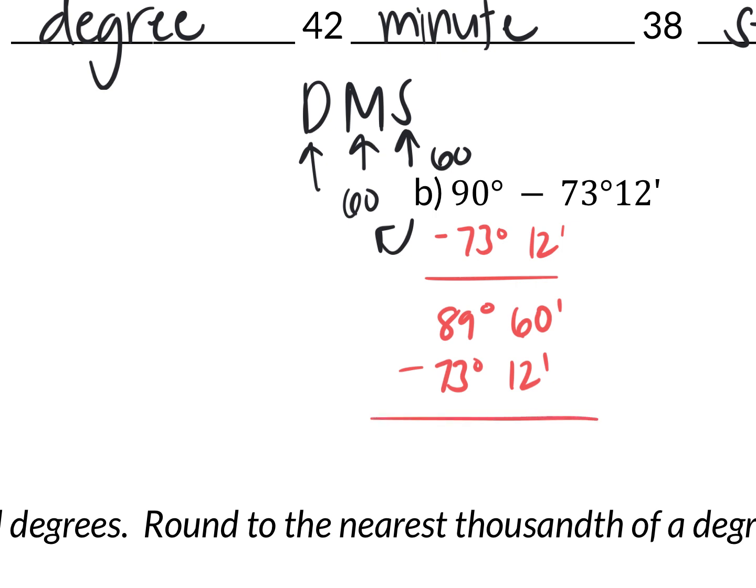Okay, then we can subtract again from right to left here. 60 minus the 12, that's going to give me 48. And then 89 minus 73, that's going to give me 16. So 16 degrees and 48 minutes, or it's really, really close to 17, but not quite 17 degrees. Okay, there's another notation that we use, and that's just using decimals actually.